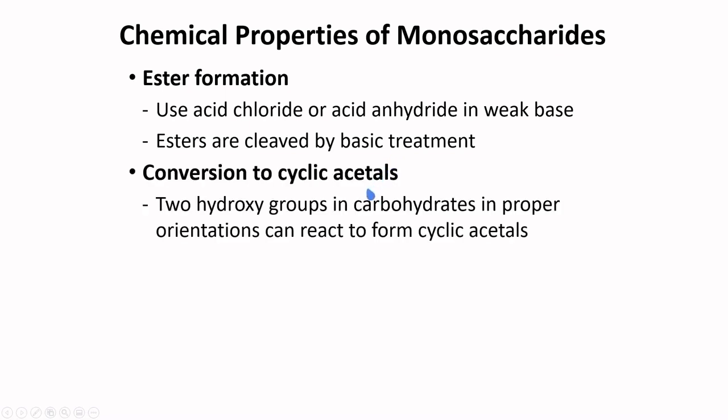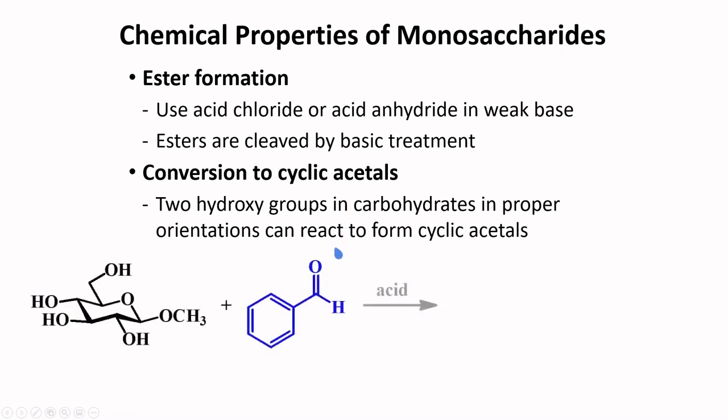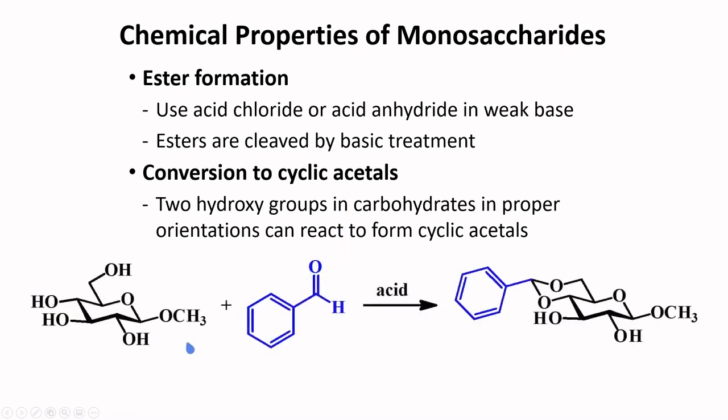Given that monosaccharides have multiple hydroxy groups, two hydroxy groups in carbohydrates in proper orientations can react to form cyclic acetals. For example, this methyl glucoside may react with benzaldehyde in the presence of an acid to form this cyclic acetal. This is a 6-membered cyclic acetal.